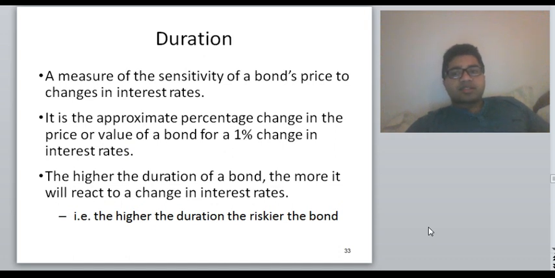Duration measures the sensitivity of the bond. It combines maturity as well as the coupon factors. So it means how much the bond will change for a 1% change in interest rate. The higher the duration, the more risky the bond. It is a measure of the sensitivity of a bond's price to changes in interest rate. It is the approximate percentage change in the price or value of a bond for a 1% change in interest rate. The higher the duration of the bond, the more it will react to interest rate change. So the higher the duration, the riskier the bond.